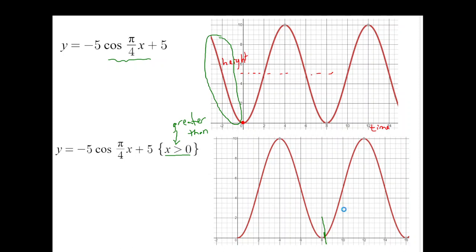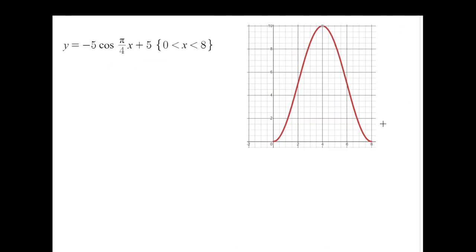So I'll just quickly show you that. So here it is, one cycle of the graph. You can see that it starts right here and it ends right here. And the way we do that is we tell the software to restrict the domain to x being between 0 and 8. So this says that 0 is less than x, and x is less than 8. So then it only shows those parts.